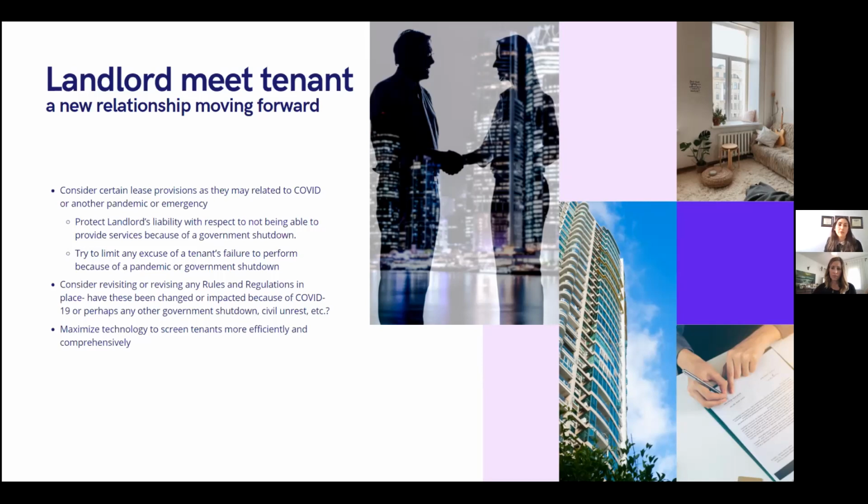Certain provisions, like protecting a landlord's liability with respect to not being able to provide services because of a government shutdown. There's certain things that you just can't control because of a government shutdown, and I wouldn't want a landlord to be exposed because there was something that was out of their control. Also, try to limit a tenant's excuse for failure to perform because of a pandemic or a government shutdown.